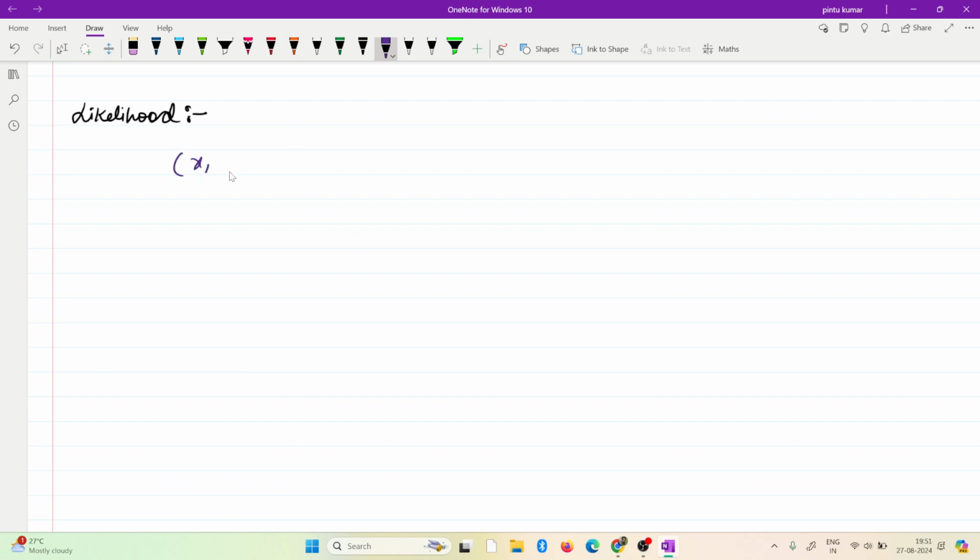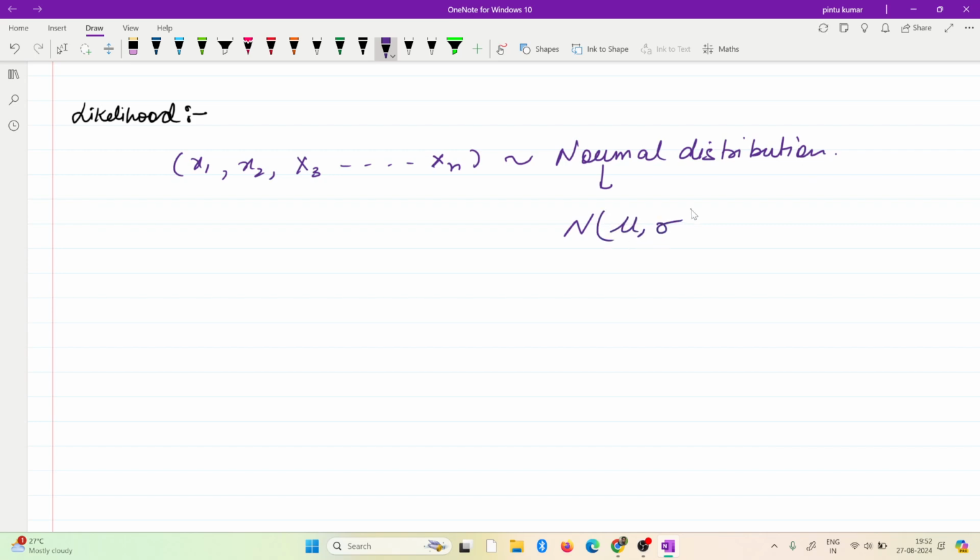So let's say you have some data points. Let's say this is x1, x2 you observe, x3 you observe, and so on. And you have some idea that these data points might follow some distribution. Let's say you know that these data points follow a normal distribution. But you don't know the parameters. As some of you know, a normal distribution has two parameters. One is mu, another is sigma.